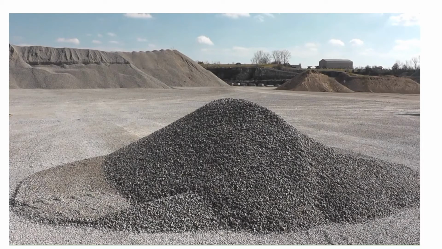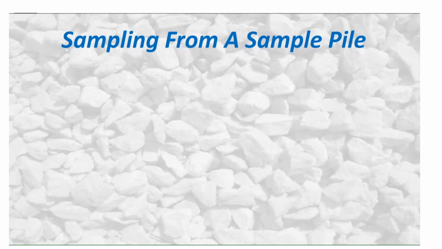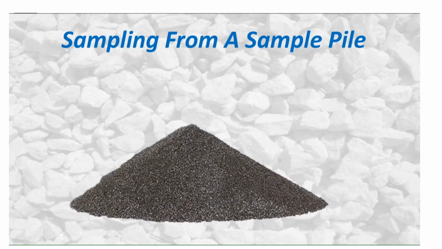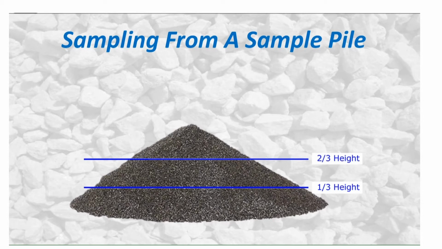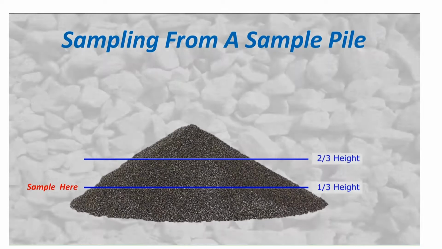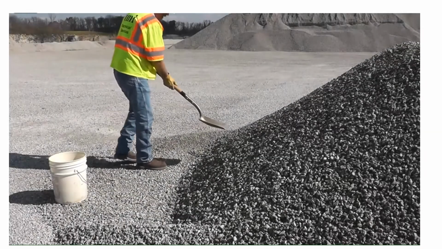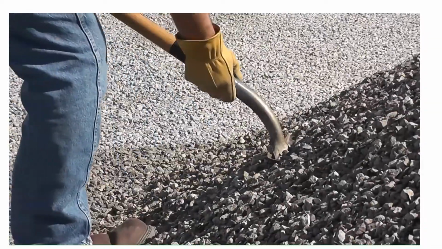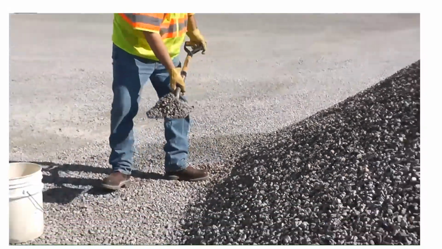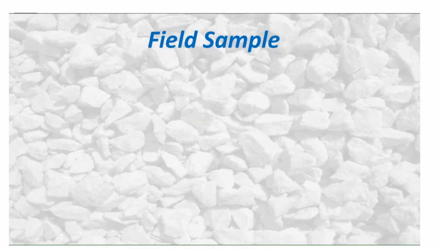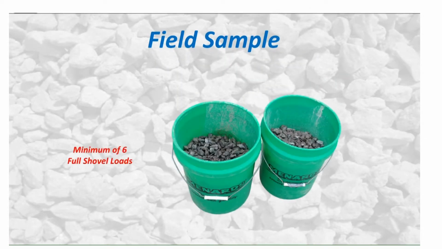Do not strike off the top of the pile. The sampling points on the sample pile are taken at the height that represents the center of the volume of the pile. Since the sample pile is essentially conical in shape, that height is approximately 1/3 the height of the sample pile. At a minimum, 6 full shovels of material will be removed from the sample pile at equal increments around the pile. These samples in total will represent the field sample of the coarse aggregate.